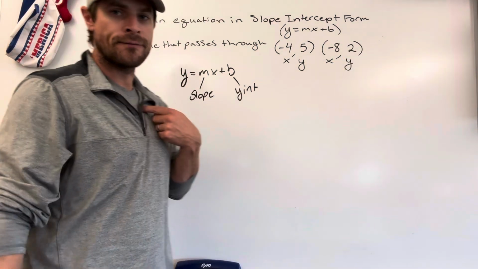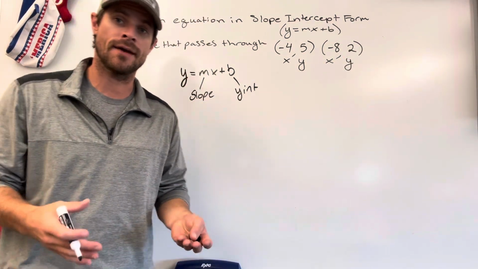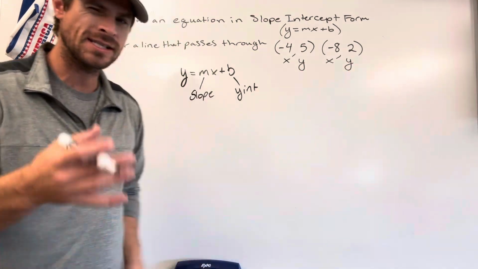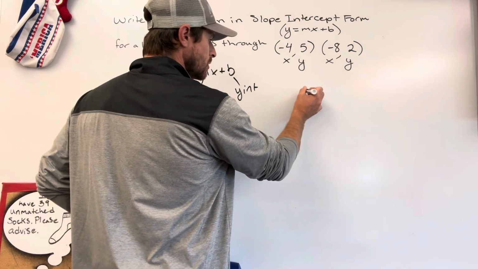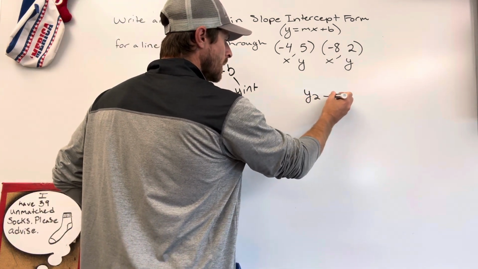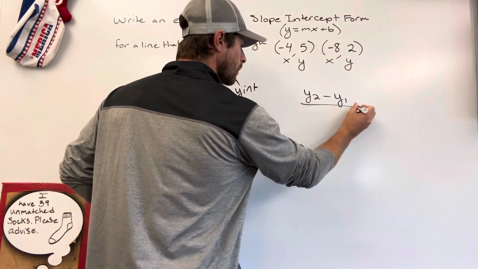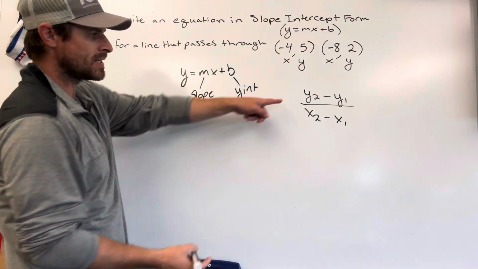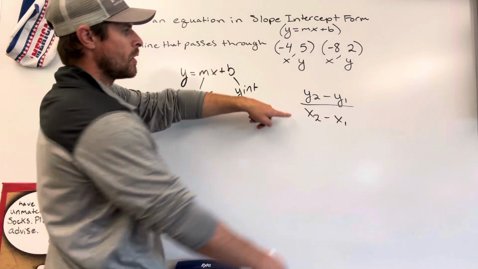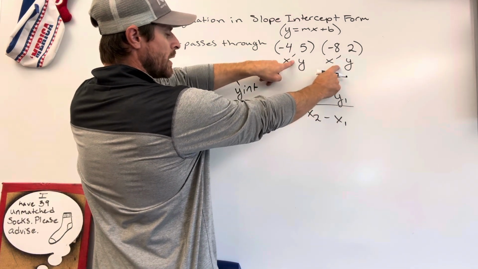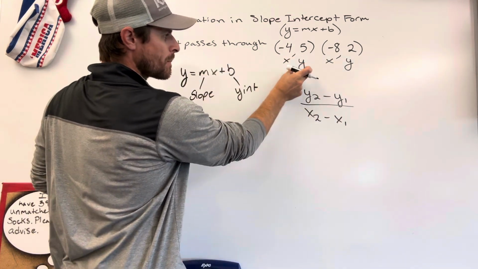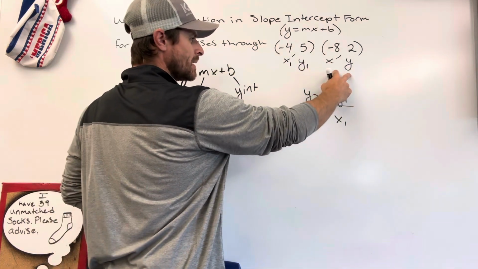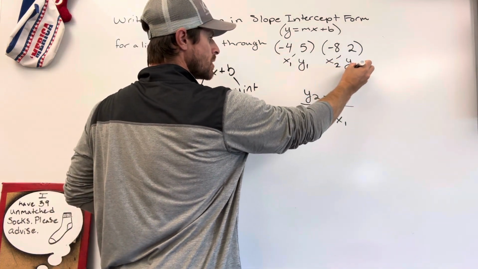So what we need to figure out is our slope. We have a thing called the slope formula when given 2 points. It's a fairly simple formula to plug information into: y2 minus y1 over x2 minus x1. This will give me the slope whenever I'm given 2 points. This is the first point given, so I'm going to put 1s on those. This is the second point given, so I'm going to put 2s on those.